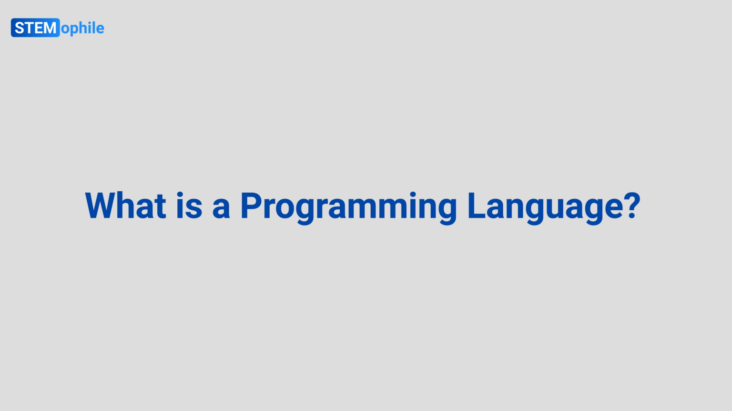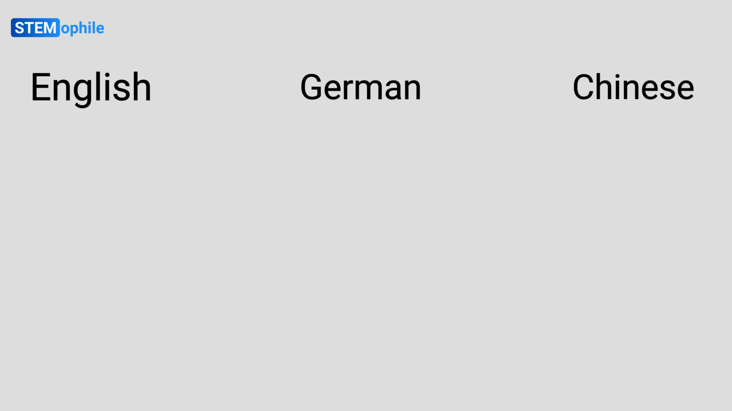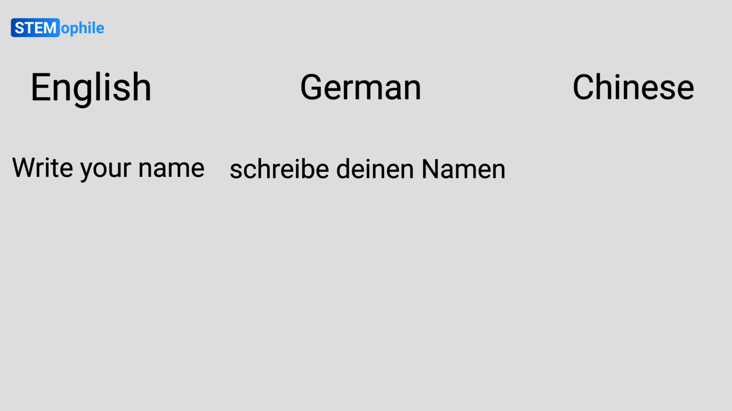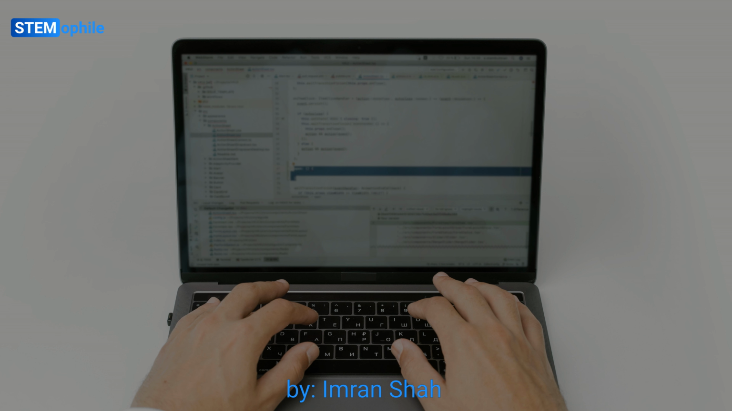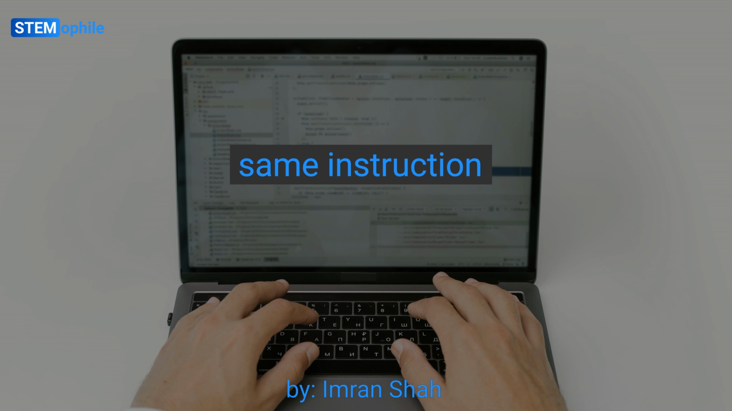What is a programming language? If you want to give an instruction to someone, you can do it in different languages. For example, if you want your friend to write down his name, you might say in English, write your name. In German, schreib deinen Namen. In Chinese, you might say, 写你的名字. Although the language used is different, the instruction remains the same. Similarly, there are many programming languages like C, C++, Java, and Python that allow us to write the same set of instructions for the computer in various ways.